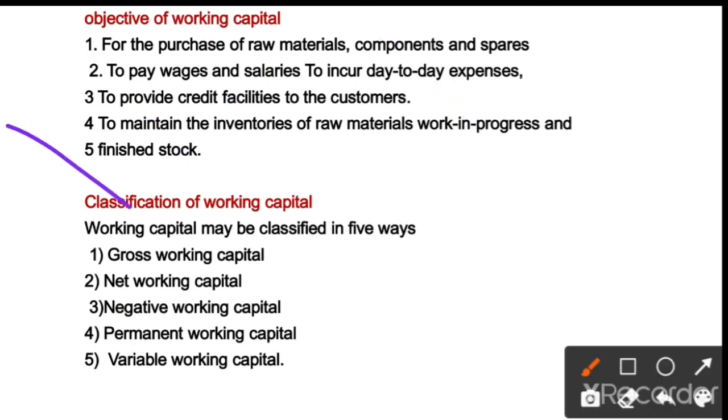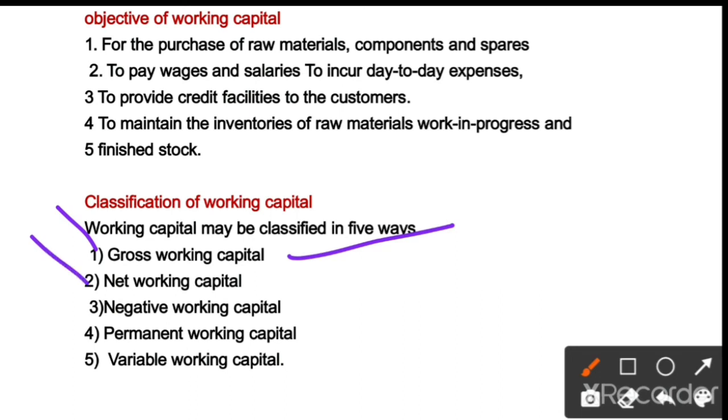The next very important topic is the classification of working capital. Basically the working capital is divided into five categories: gross working capital, net working capital, negative working capital, permanent and variable. So let us discuss one by one. Gross working capital is a financial concept. It refers to the total investment in current assets. As I told you in the previous class, gross working capital is focused only on investment in current assets. Is it clear?